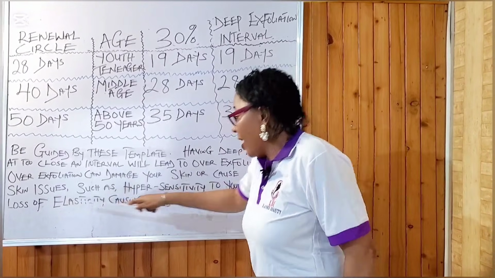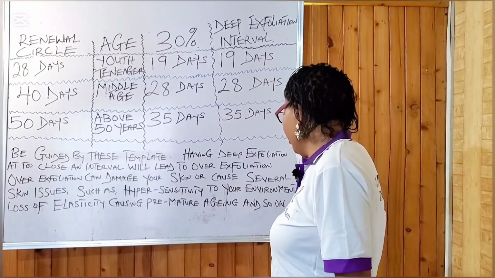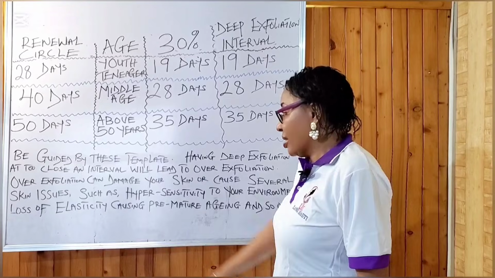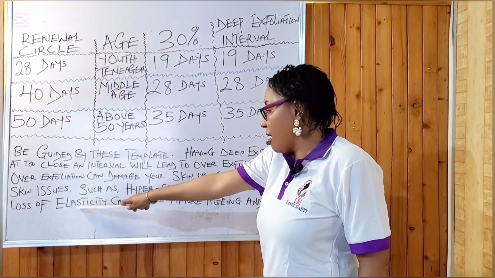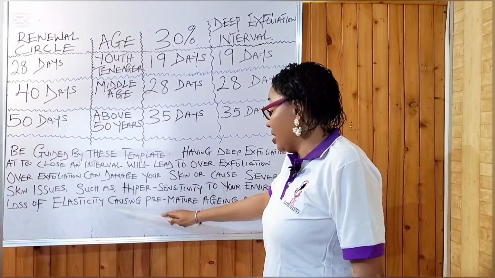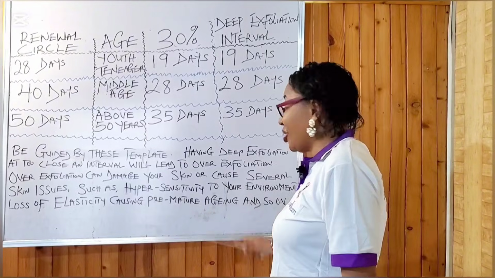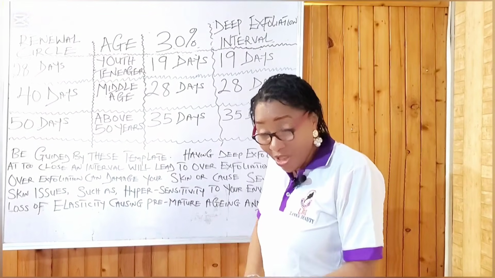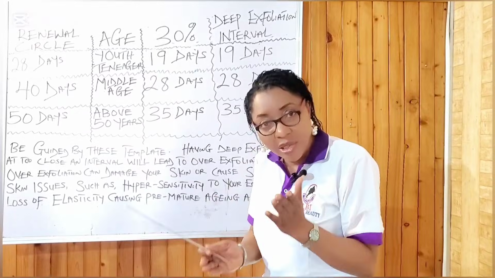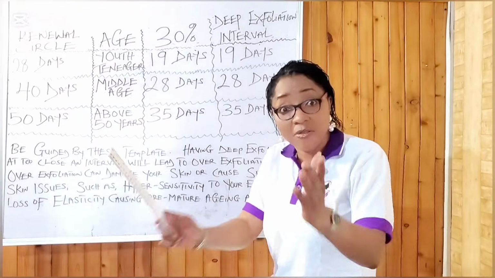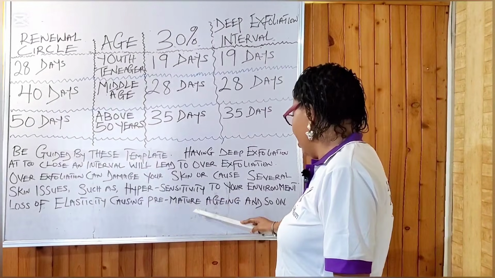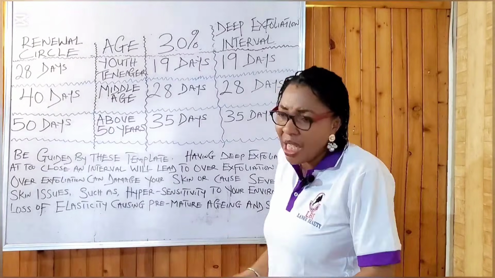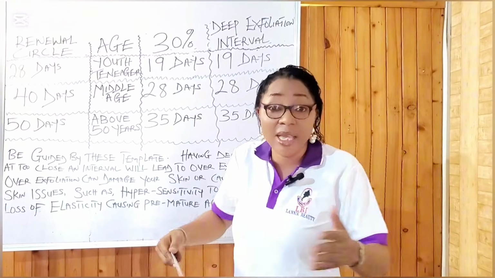Loss of elasticity is another thing that over-exfoliation can cause. And loss of elasticity may cause premature aging. In fact, it will cause premature aging. It's not that it may cause it. When you continue to lose elasticity, the end result is that you begin to age fast. These are just a few that I can mention here as time permits.